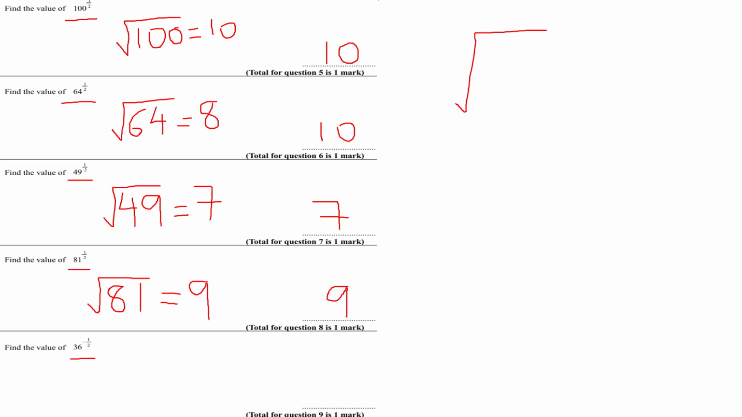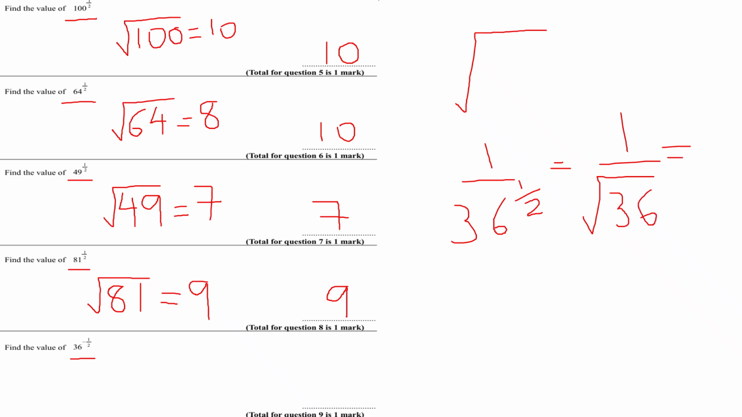Lastly, a bit trickier. Find the value of 36 to the power of minus a half. So I've got a negative indice. So negative makes it 1 over, so that'll be 1 over 36 to the power of a half. And again, power of a half just means the square root. So it's 1 over the square root of 36, which is 1 over 6, because 6 times 6 makes 36.